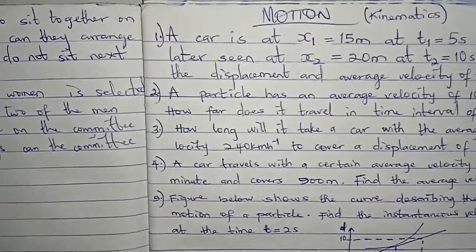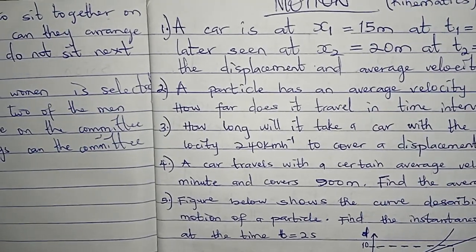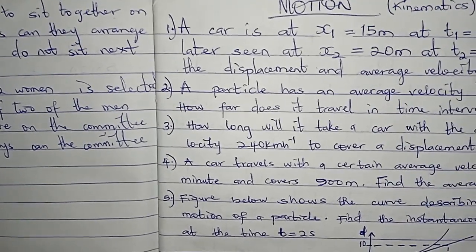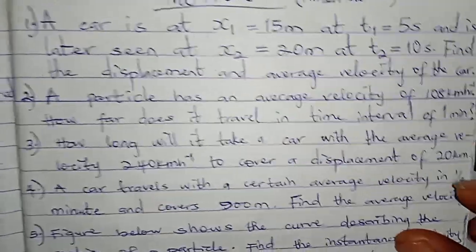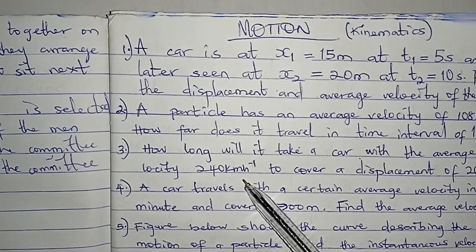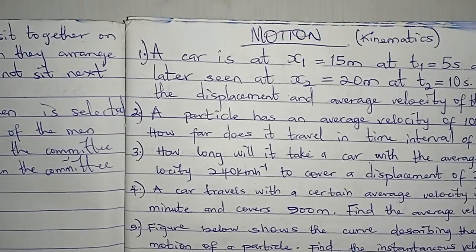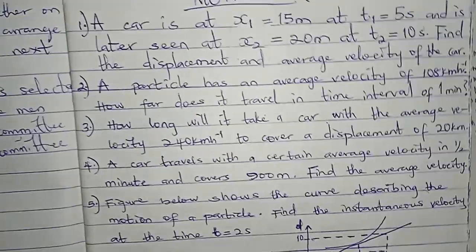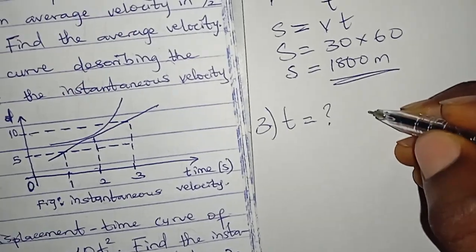So number 3, question 3. How long will it take a car with the average velocity of 240 km per hour to cover a displacement of 20 km? How long? That is, they're asking for time. So question 3, how long, T? You can hear that how long is time they are talking about.